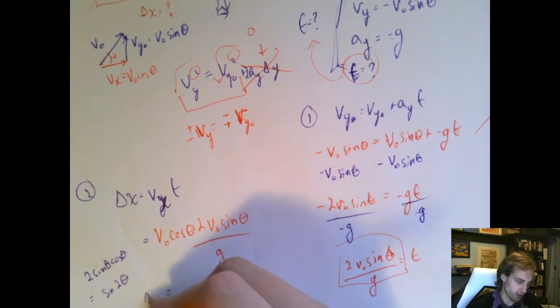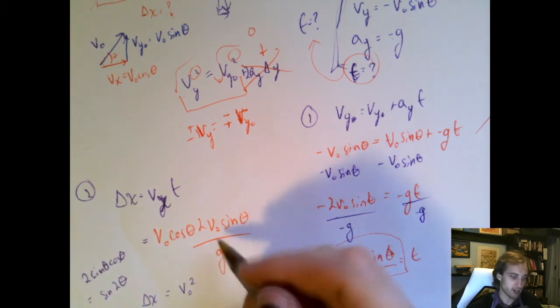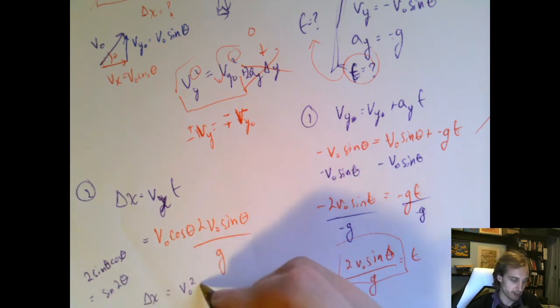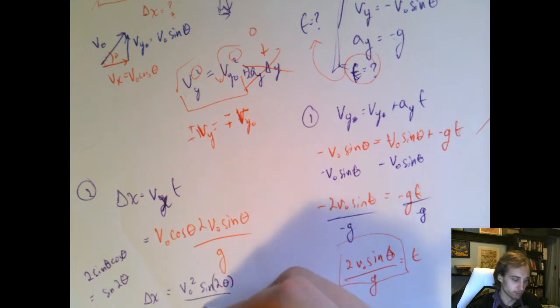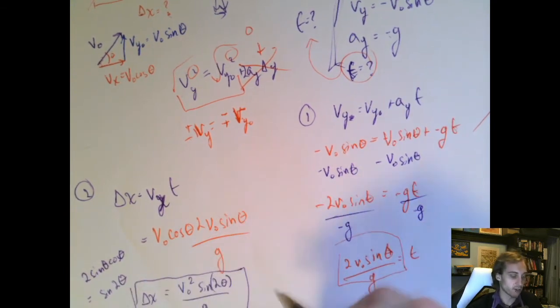Do you have to do this? No. But this does make it prettier. It also makes it so that when we're doing this here, we've got V naught times V naught, which is V naught squared. It's easier to find our maximum. So this is our answer for our range equation.